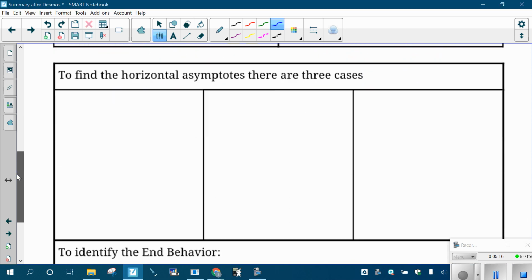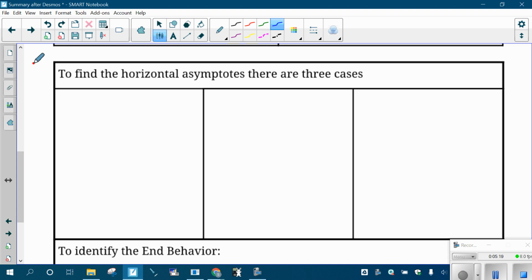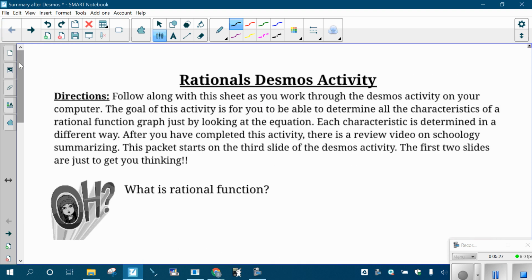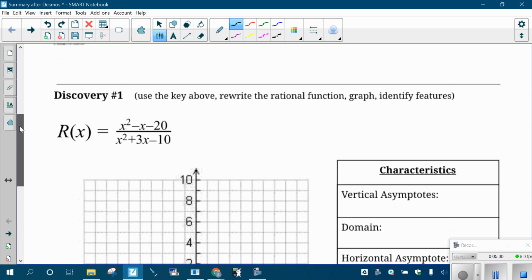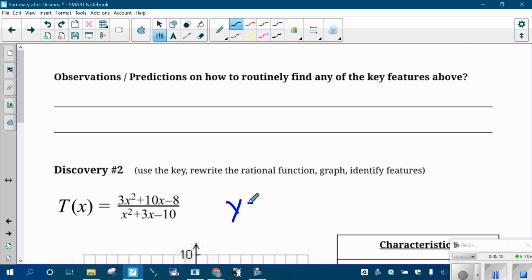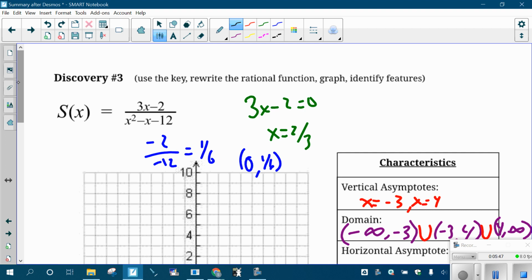The horizontal asymptotes is where it starts to get tricky. Okay, and this is the really important part. Let's jump back to the first example. Here, the horizontal asymptote was at y = 1. For the second one, it was at y = 3. And for the third one, it was at y = 0.